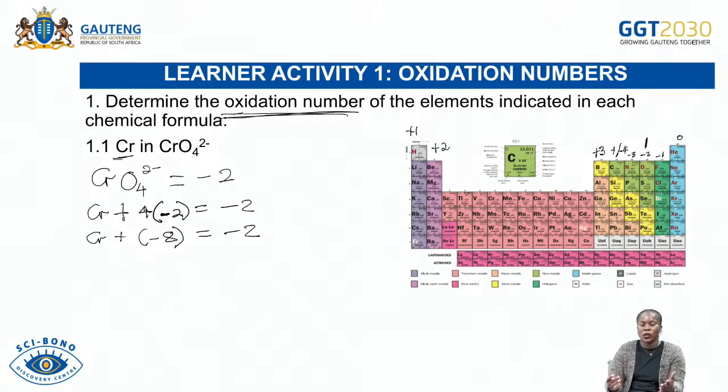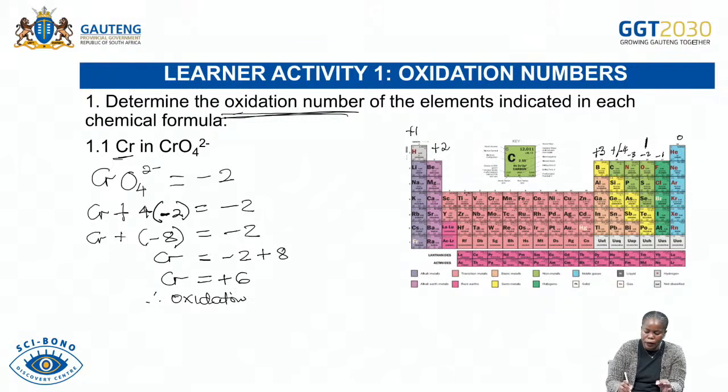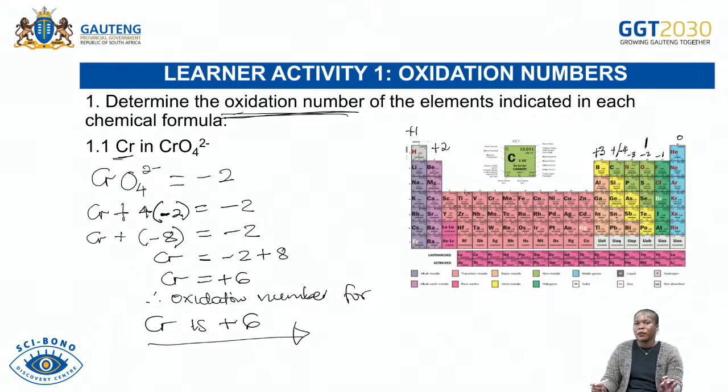Okay, and then we transpose. Cr is therefore going to be -2, and if we transpose this -8, it's going to change its sign, +8. Okay, then Cr is going to be -2 plus 8, which gives us +6. Therefore, the oxidation number for Cr is +6. See how simple that one is.